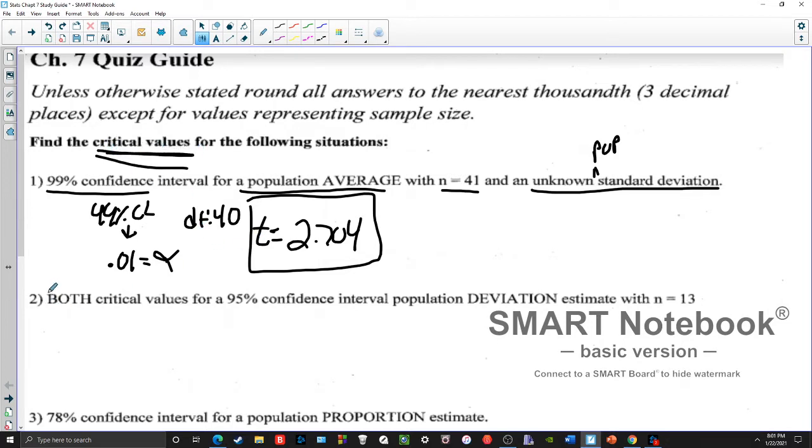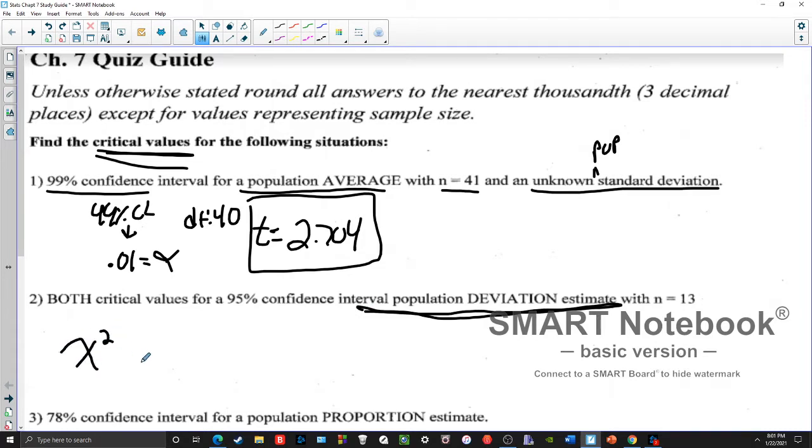It says find both critical values for a 95% confidence interval of a population deviation estimate with n equals 13. So we're estimating a population deviation, right? That's what we're trying to figure out. So that means that we're going to be looking up a chi-squared. So a chi-squared, remember, is this little symbol right here.